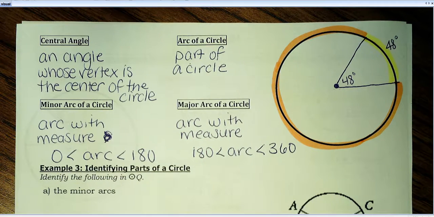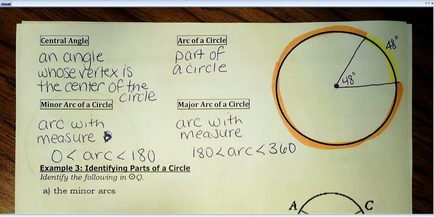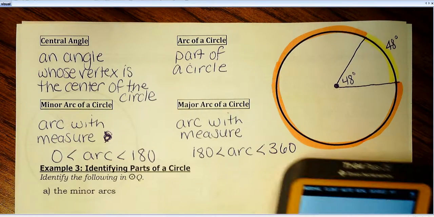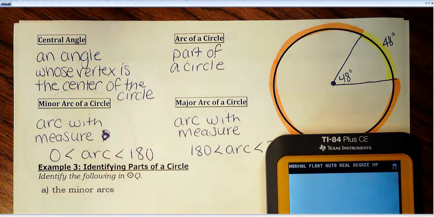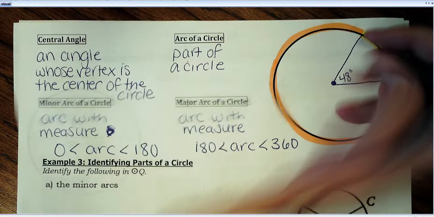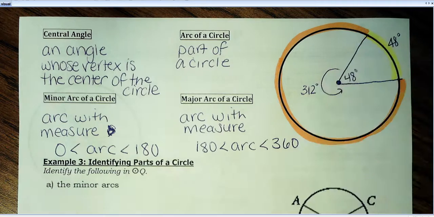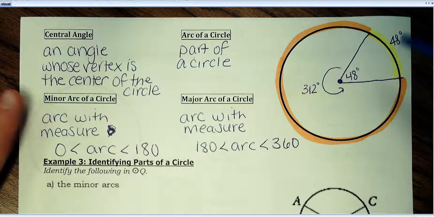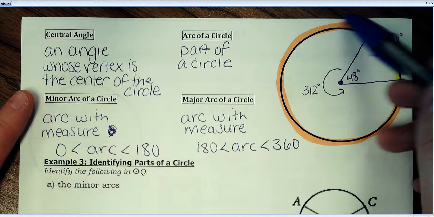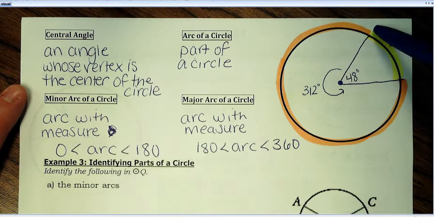Now, I could also figure out the measure of that really quickly. If I know this much of it is 48, the rest we know, all the way around a circle. I'll lay my calculator here so you can see it. If I did 360 minus 48, you're going to get 312. So this angle out here would be 312. That would also be a central angle. I know that's kind of weird because it's going that direction, but that major arc would be 312. This would be a minor arc, and this would be 48.